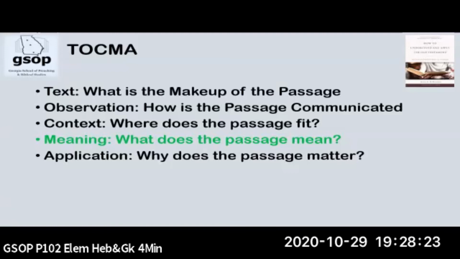Or to look at the text, what's the makeup of the passage, observation, how is the passage communicated, context, where does the passage fit? Tonight, let's look at the meaning. What does the passage mean? The goal here, and the next week we'll look at the application, why does the passage matter? The goal here is under meaning, what does the passage mean? Consider how your passage connects to the Bible's overall story.